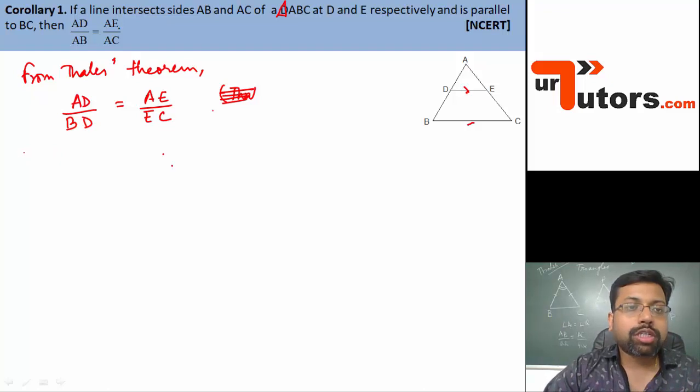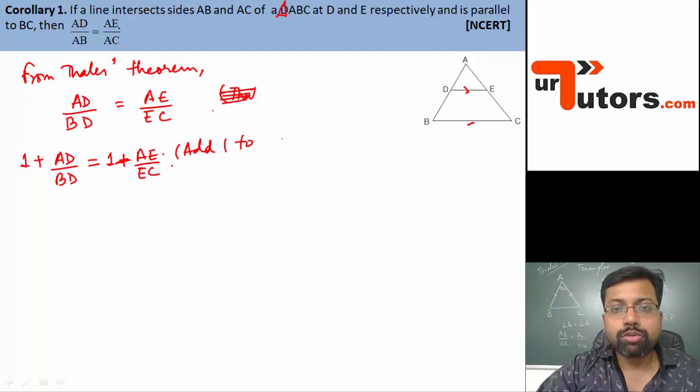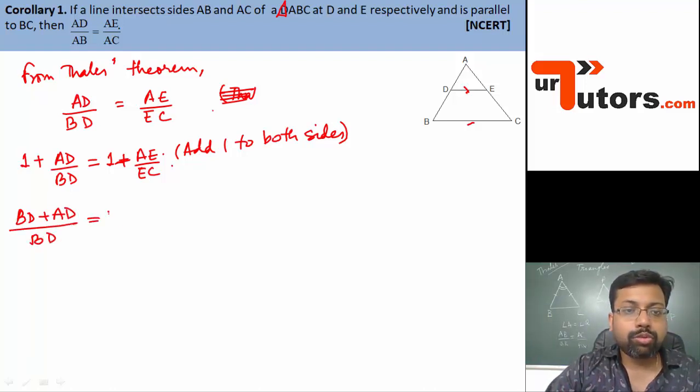Now we can add 1 on both sides of this equation. Adding 1 on both sides is not going to alter our equation in any sense. Once we add, we take the LCM. So what do we get? We get BD plus AD divided by BD is equal to AE plus EC divided by EC.